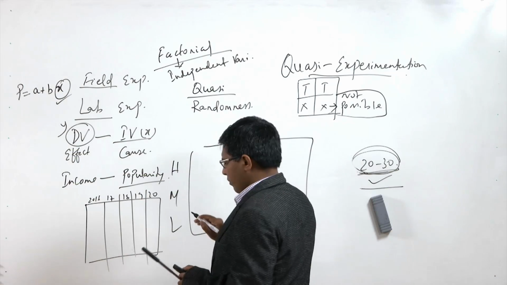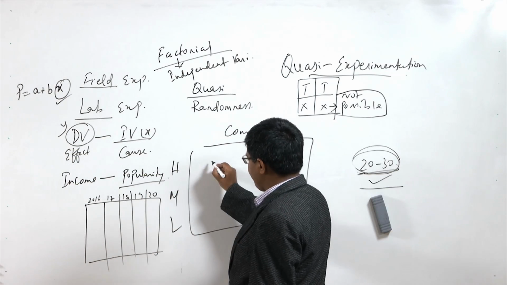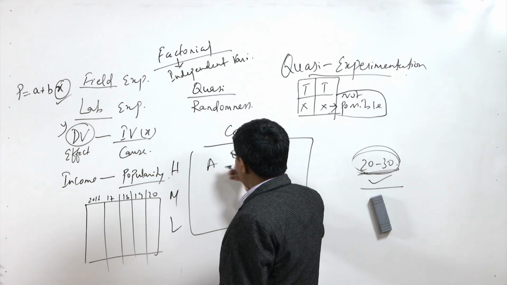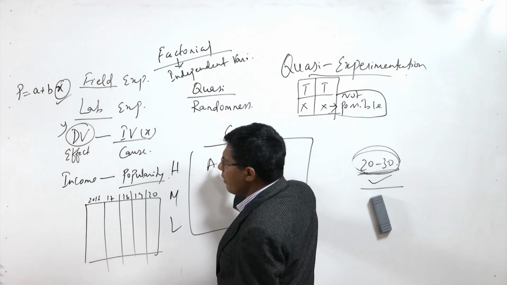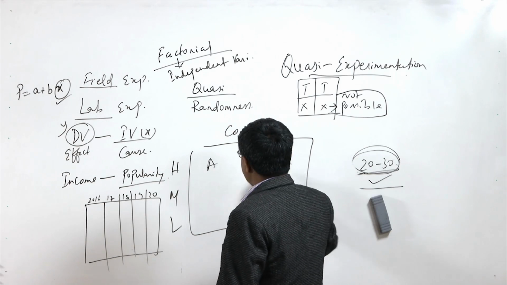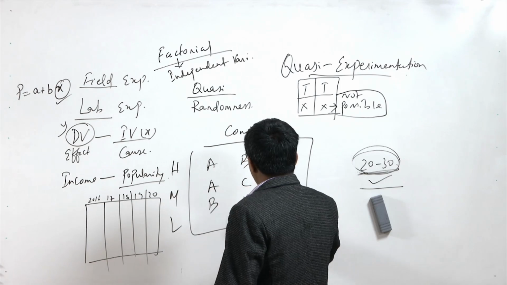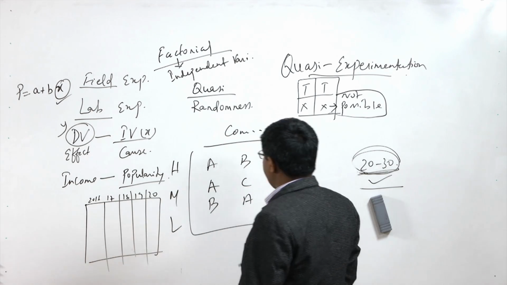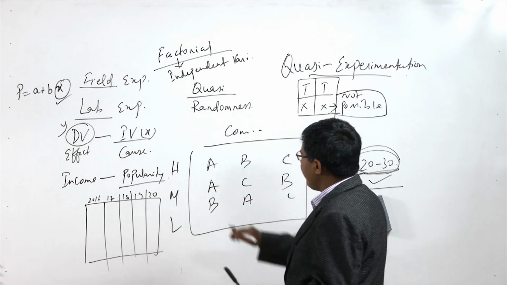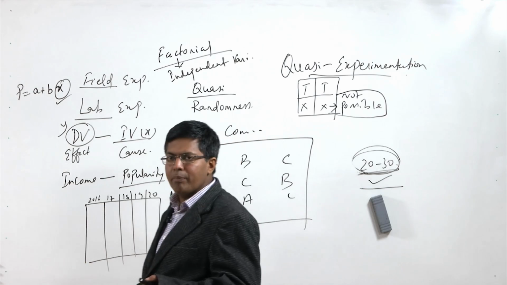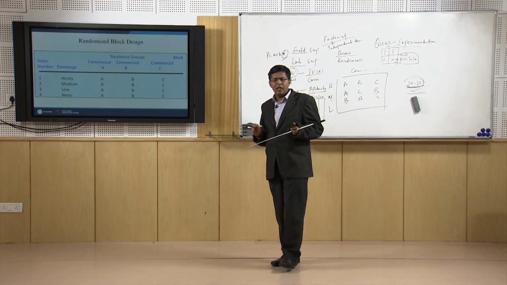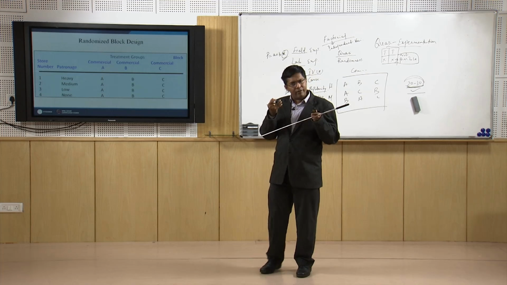Now, what we do in a completely randomized design is we try to put them randomly, anything. So, first A, B, C, then A, B, C, A, C, B, B, A, C. So, we do anything. When we randomly assign the values, it is very simple. This is called a completely randomized design. It is very simple, free of bias, everything is good.